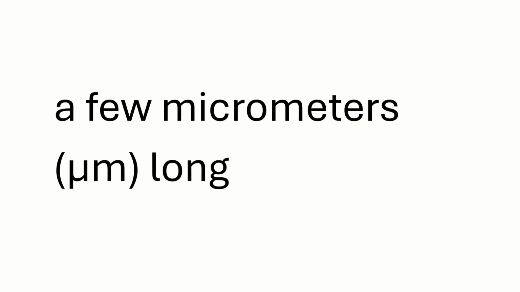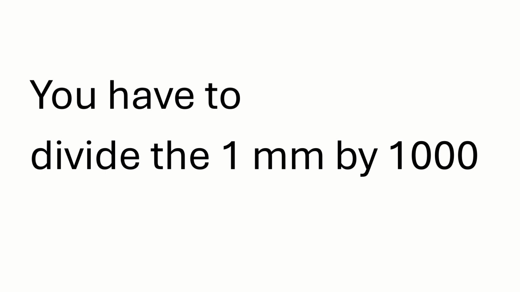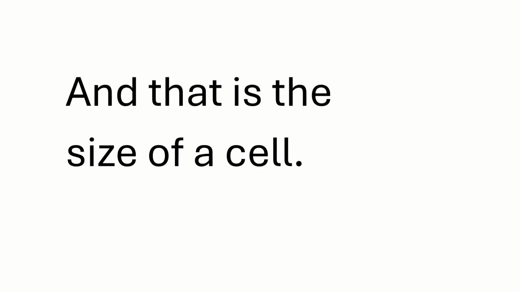Usually, cells are a few micrometers long. 1 micrometer is equal to 1 times 10 raised to negative 6 meter, or is equal to 1 over 1000 millimeter. It means if you use a ruler, you have to divide the 1 millimeter by 1000, and that is the size of a cell.